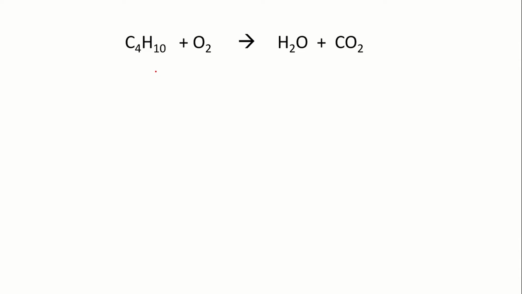Let's take another equation. It's always easier to start with the most complex molecule and end the balancing process with the elemental species. Now here I'm going to list out: I have 4 carbons on reactants, 1 carbon on product. I have 10 hydrogens on reactant and 2 hydrogens on product. I have 2 oxygens on reactants and 2 plus 1, 3 oxygens on products.